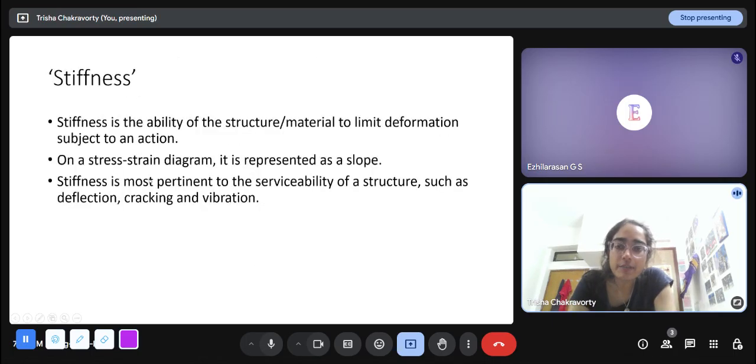This is a similar kind of problem. Now we move on to the topic of today, that is stiffness matrix. So the first question is, what is stiffness? Stiffness is the ability of a structure or material to limit deformation subject to an action. On a stress strain diagram, it is represented as the slope. Stiffness is most pertinent to the serviceability of a structure, such as deflection, cracking, and vibration.